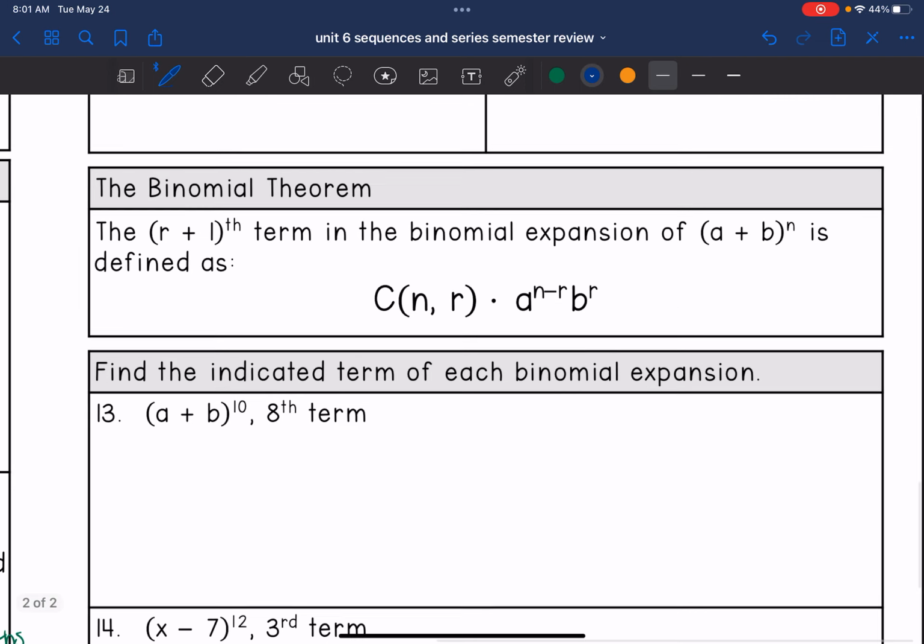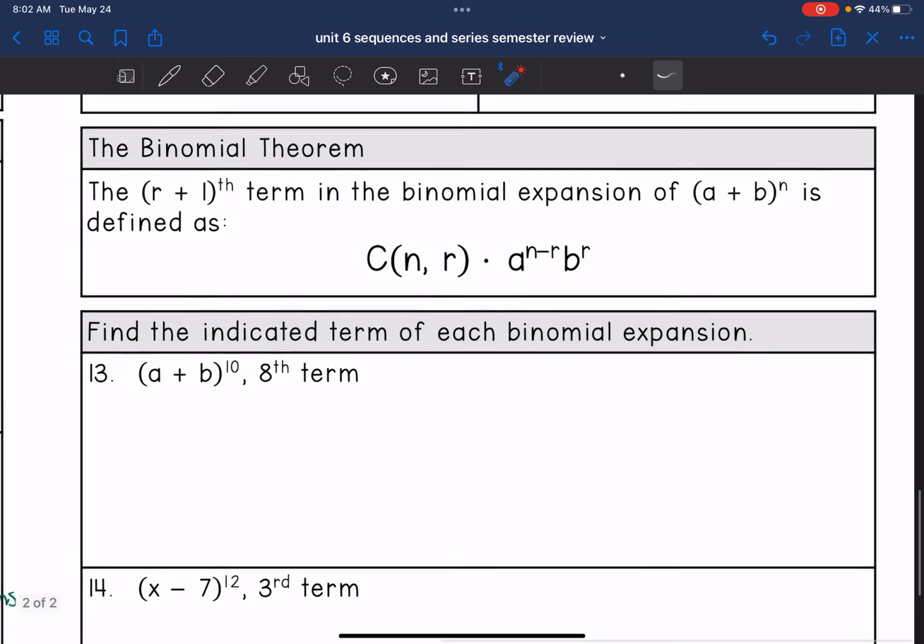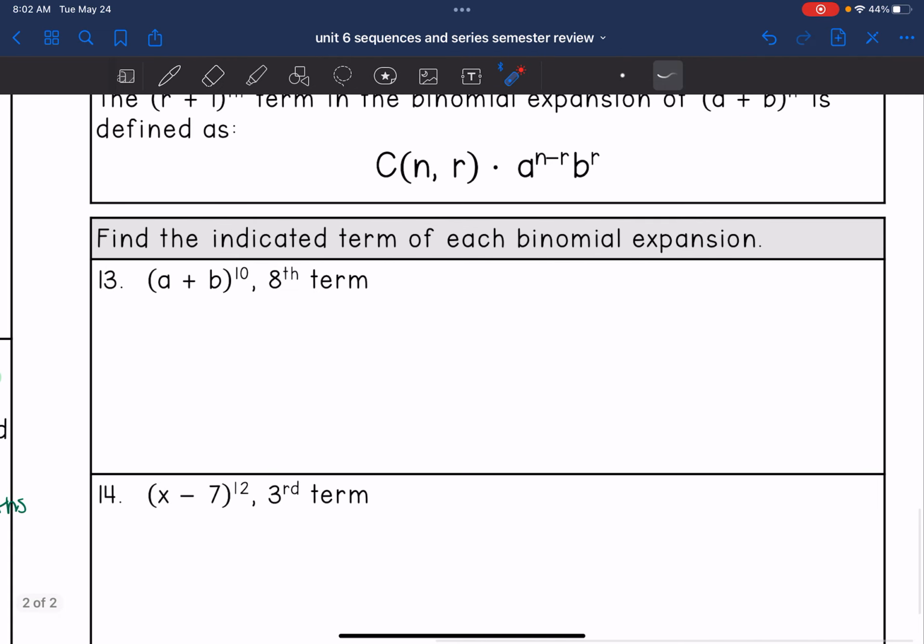Okay, the binomial theorem. So the r plus 1th term in the binomial expansion of a plus b to the n power is defined as, so finding that combination, then the first term, so that a, you raise it up to the n minus r power, and then the second term b, you raise it up to the r power. So it says find the indicated term of each binomial expansion.